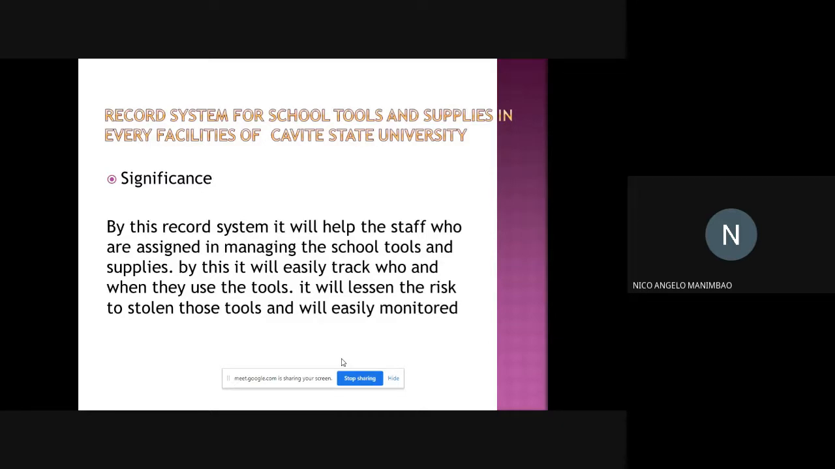Significance. By this record system, it will help the staff who are assigned in managing the school tools and supplies. By this, it will easy track and when they use the tools. It will lessen the risk of the stolen tools and will easily monitored.